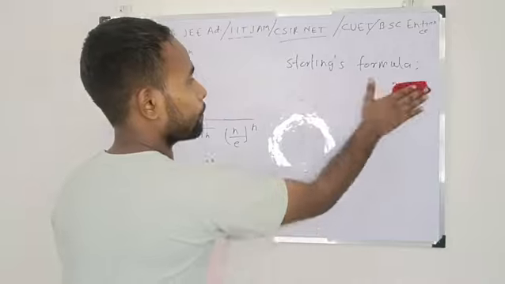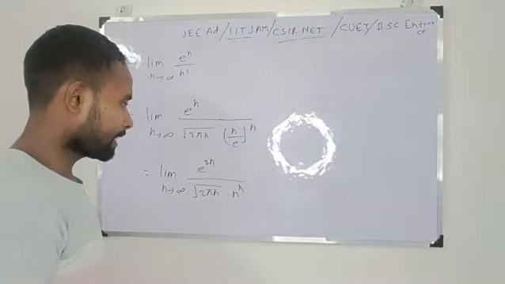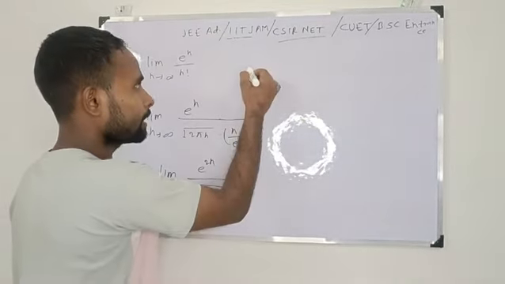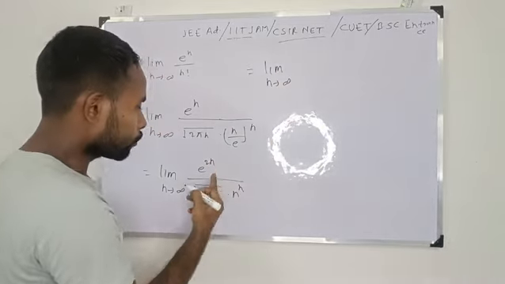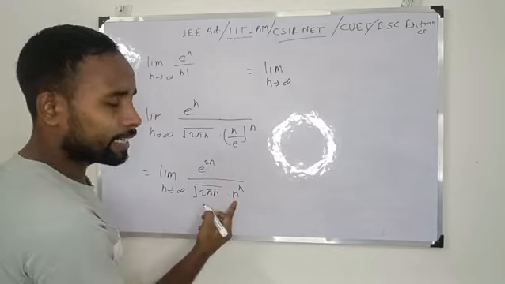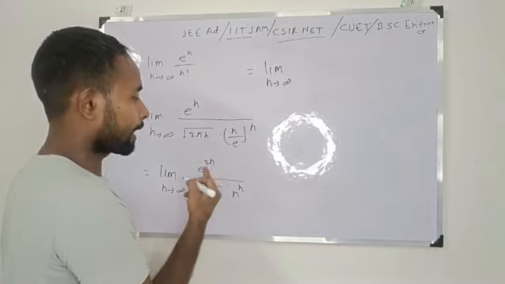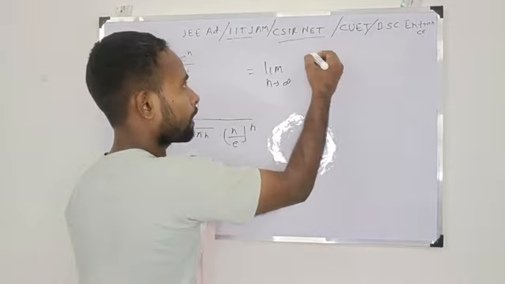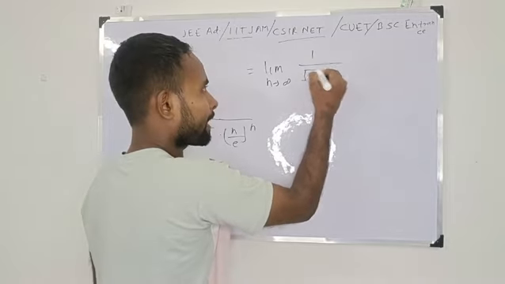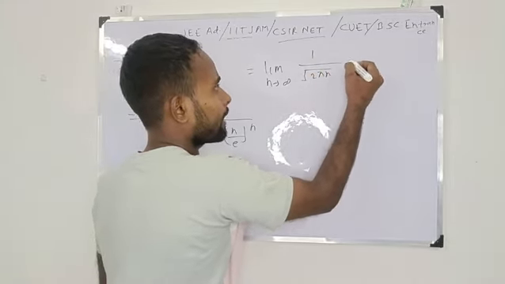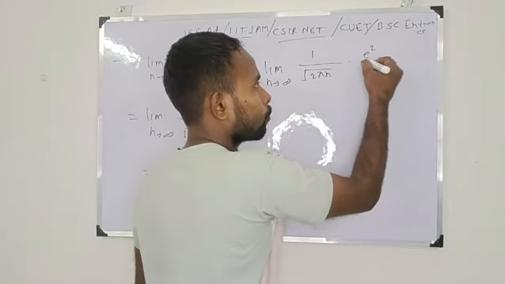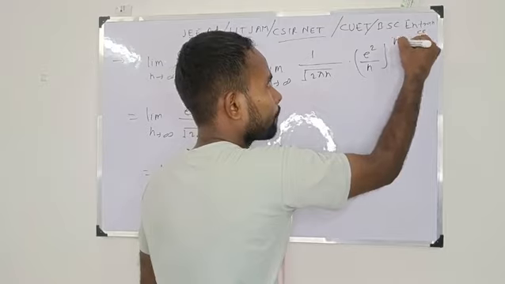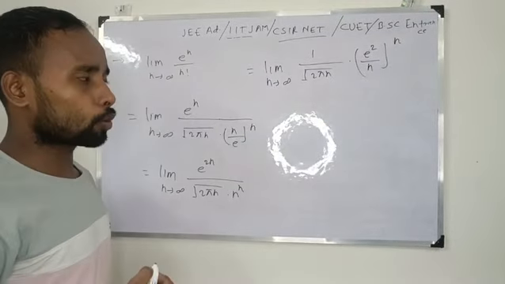Now simplifying, it will be limit as n tends to infinity. Now e to the power n times e to the power n gives e to the power 2n, and here we have n to the power n. Can you write this as 1 upon under root 2 pi n into (e square upon n) whole to the power n, e square upon n whole to the power n.